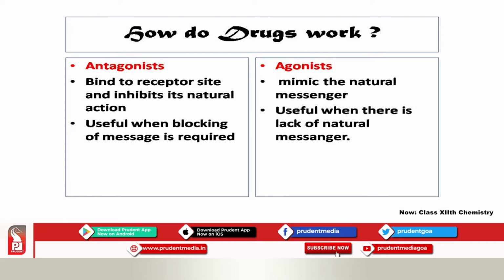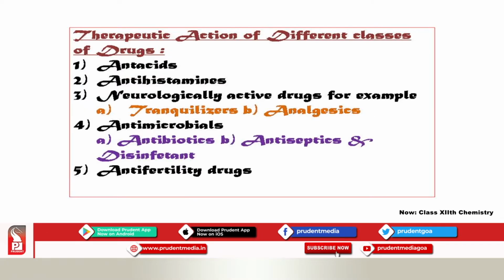Next, antagonists are important when we don't want the message to be produced by the body. So when we don't want that message to go to the body, that is sickness and all, at that time drugs called antagonists are used. The agonists are useful when your body is lacking natural messengers. There are no natural messengers in our body, so at that time drugs are given. Based on therapeutic action, we have different classes of drugs.